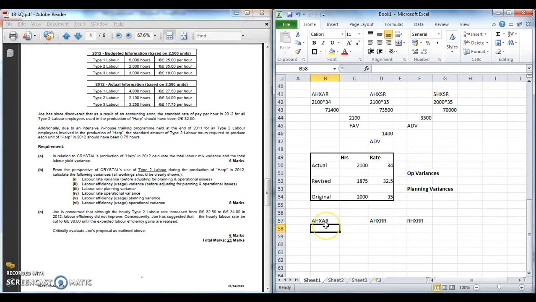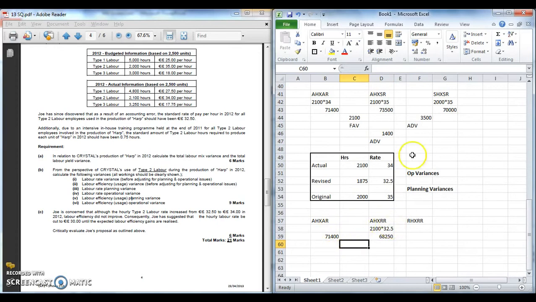So no need to reinvent the wheel, you know this already is 71,400 from your prior calcs. The actual hours here is 2100 times the revised rate of 32.5. So you're getting it from here, revised rate 32.5, giving you 68,250.